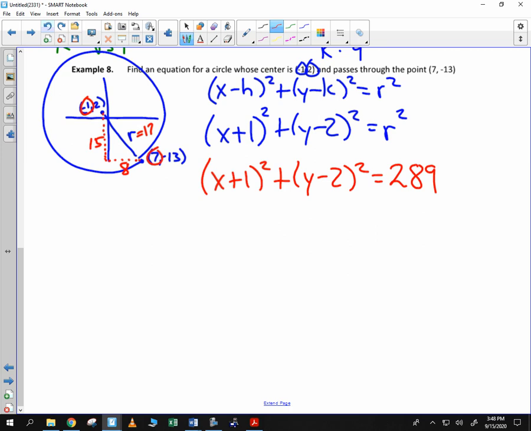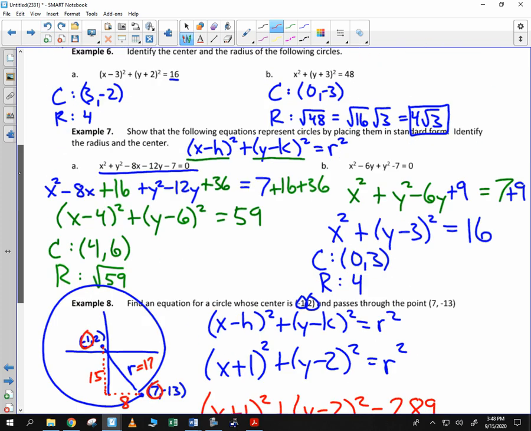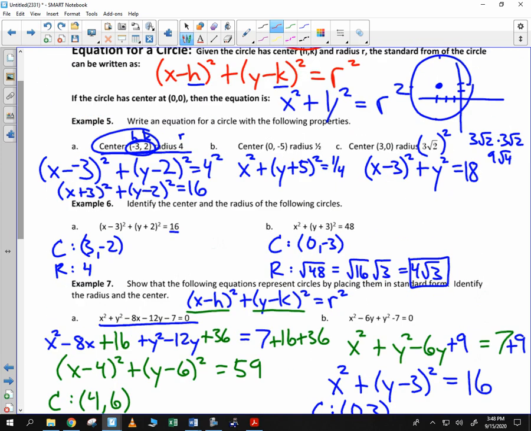So completing the square and writing equations for circles is something that you have to be able to do. It's a good skill. You're going to use it for the rest of the year, even when we get to trigonometry. So good luck. Nice video. Should take care of it for you.